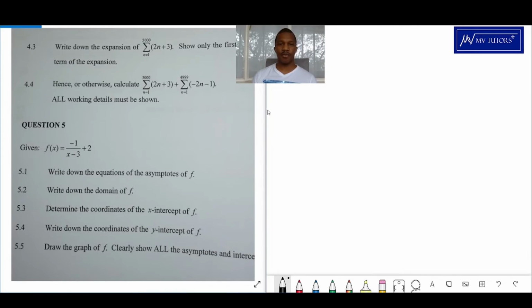So, question 5.1, let's start right there. Write down the equations of the asymptotes of f. So, this one here, as you know, gives us the x asymptote, and you always take the opposite sign. So it's given as -3, so it's +3. That's the asymptote. And then for the y you take it exactly as it is. So it's a +2, just like that.